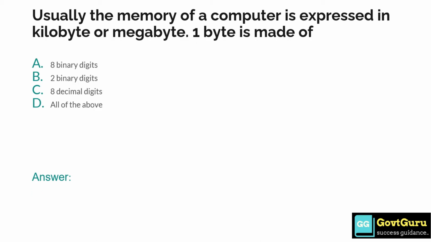The next question is usually the memory of computer is expressed in kilobyte or megabyte. One byte is made up of option A 8 binary digits, option B 2 binary digits, option C 8 decimal digits, and option D all of the above. So the answer is 8 binary digits equal to 1 byte.